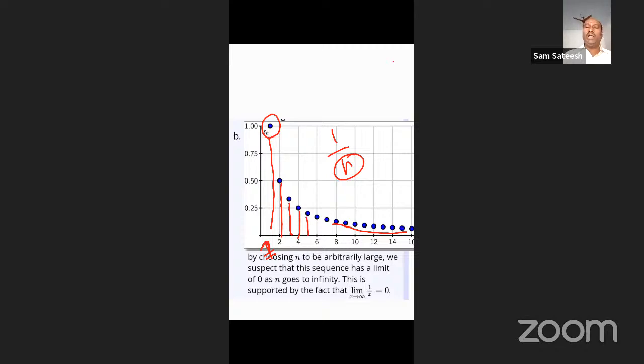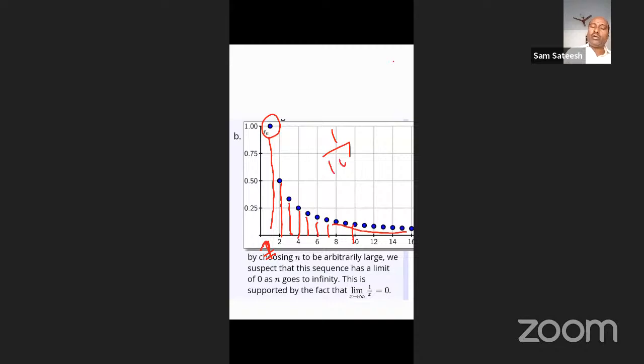n equal to 5, 1 by 5 means 0.2. And n equal to 6, 1 by 6 means 0.166. Here n equal to 7. n equal to 10 means 0.1. n equal to 20 means 1 by 20, how much do we get?